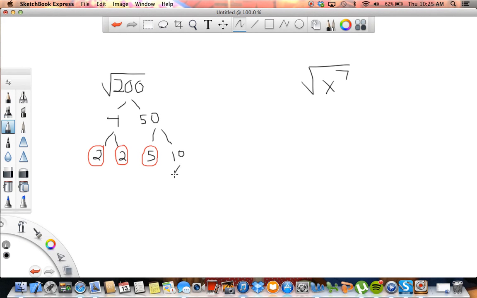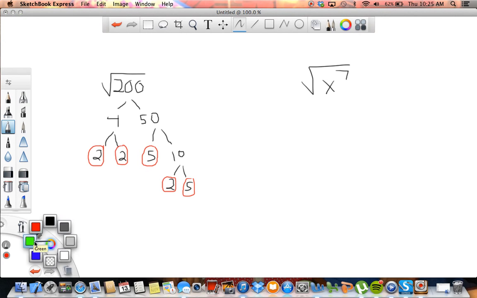10 is an even number, so it can keep on going. And that breaks down into 2 times 5. And then again, circle my primes. That way I know a couple of things. Keeps me organized, and it lets me know that all my stems are closed off. I'm not going to take any of them any farther than they are.